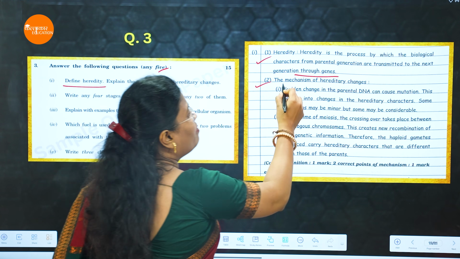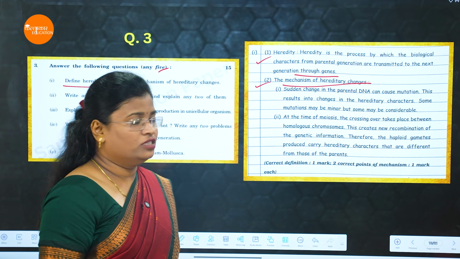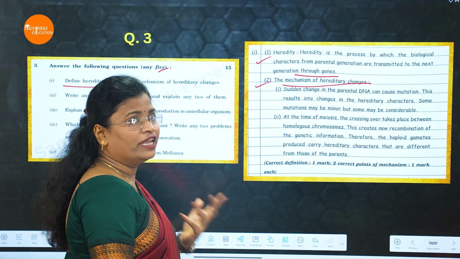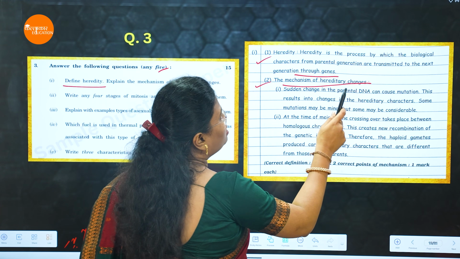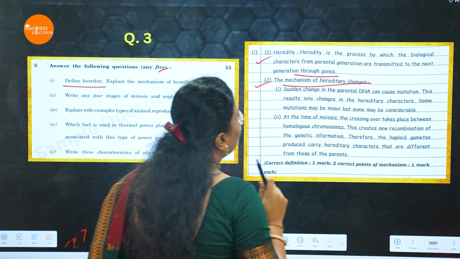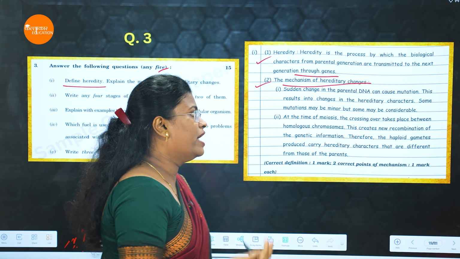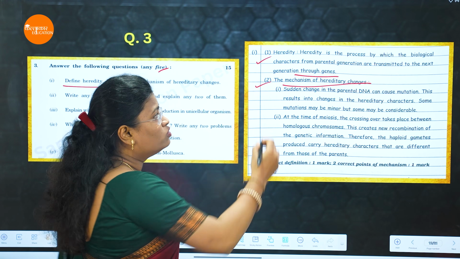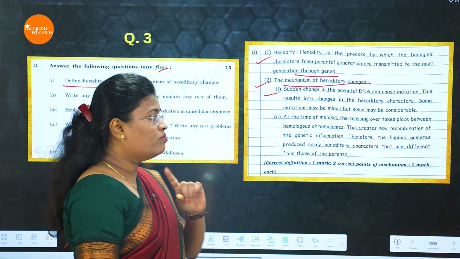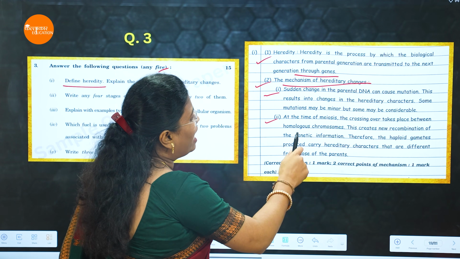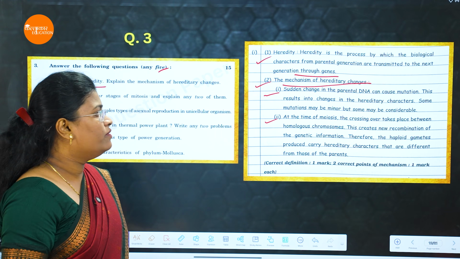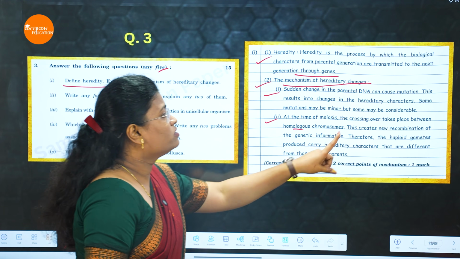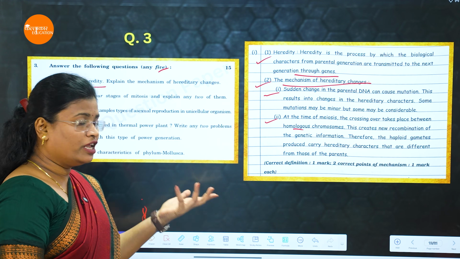Second point will be the mechanism of hereditary changes. So you have to also mention any 2 points for the mechanism of hereditary changes. Sudden changes in the parental DNA can cause mutation. This results in a change in the hereditary characters, and some mutations may be minor but some may be considerable. So for this point you will get 1 mark. And next point, at the time of meiosis, the crossing over takes place between the homologous chromosomes. Homo means what? Same. Logous means what? Location. This creates a new recombination of the genetic information.